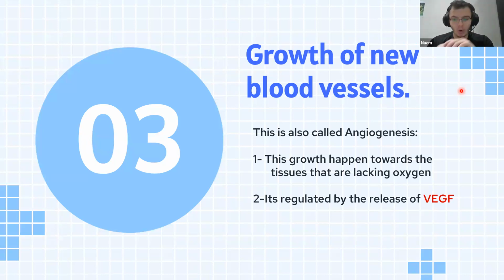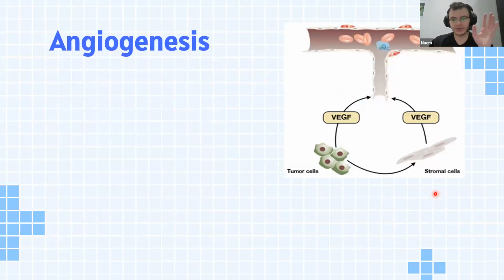Now, this whole growth is regulated by a growth factor. This growth factor is called vascular endothelium growth factor, VEGF, okay? So first of all, it grows towards the tissues that are lacking oxygen. Second, it's regulated by this hormone. Clear, I guess. Now, let's talk about it in this picture, okay? Let's get more details about angiogenesis.